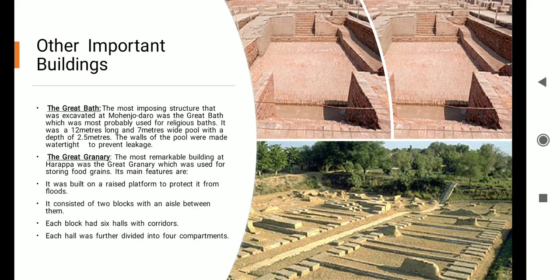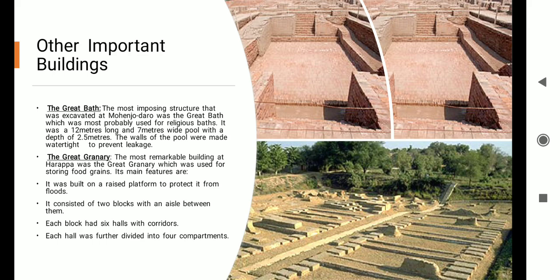There were many other buildings in the Harappan civilization. Among them, the most important one is the Great Bath. It is a huge pool constructed for some religious bathing, and it is the most striking architectural specimen of the Harappan civilization. Another important building is the granary.